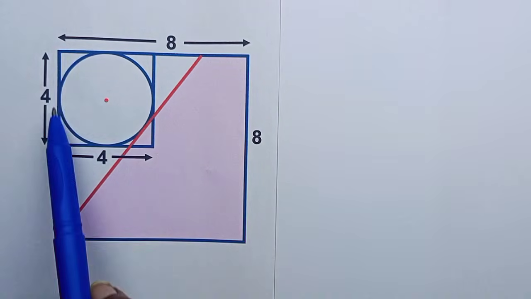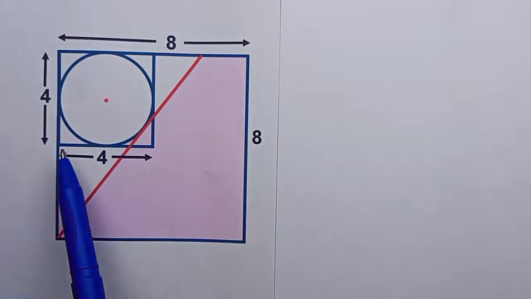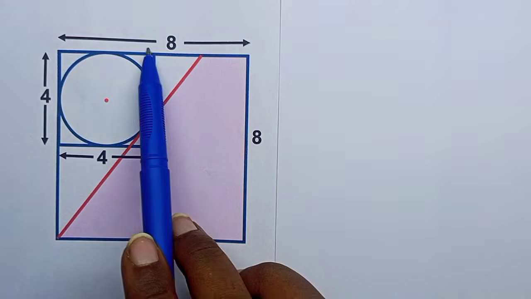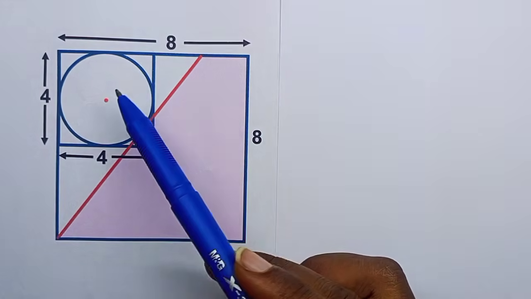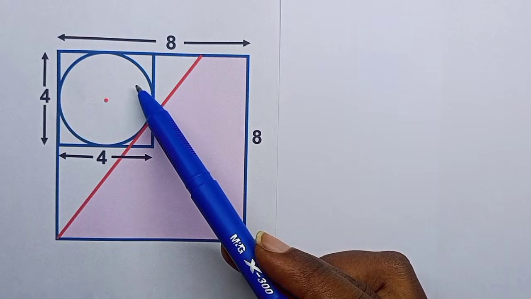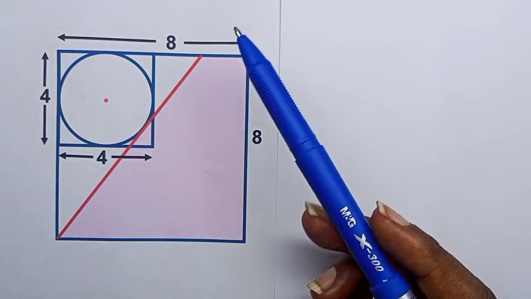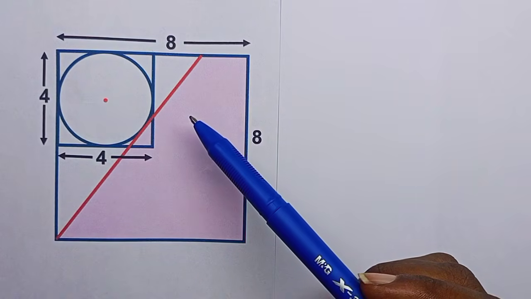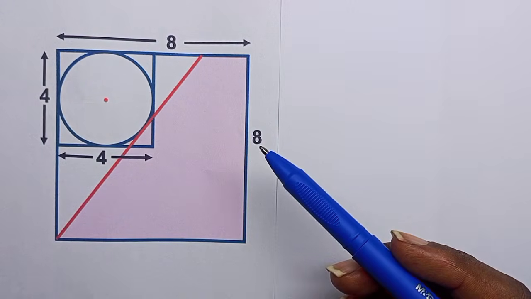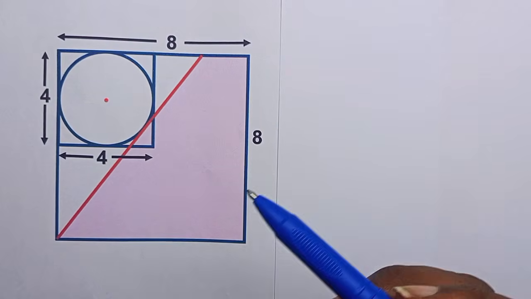Also, we can see that from here to here is 4 and from here to here is 4, meaning this here is also a square, and inside this small square is inscribed a circle, as you can see. So with that information, what is the area of the shaded region? Let's start by labeling the points on our figure.